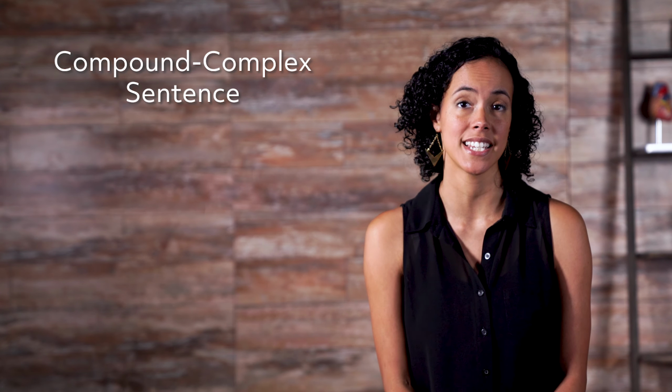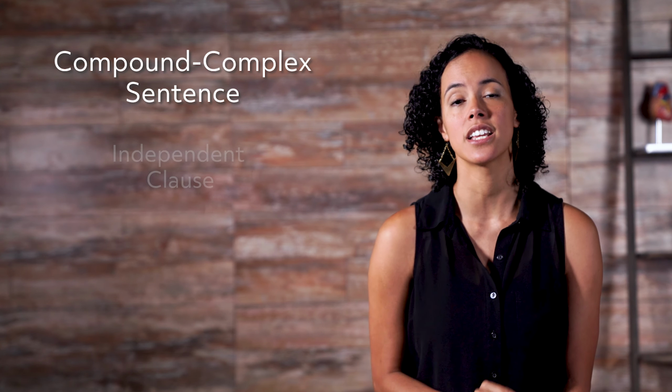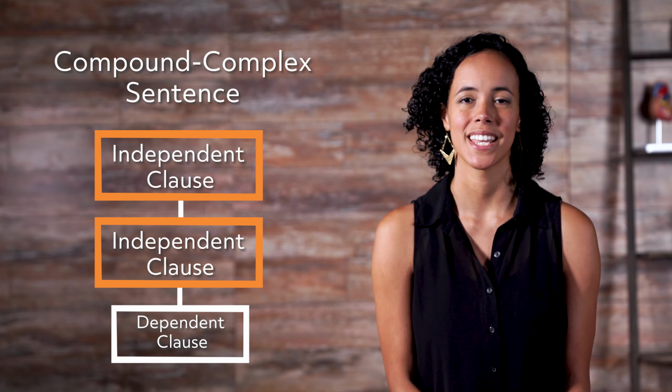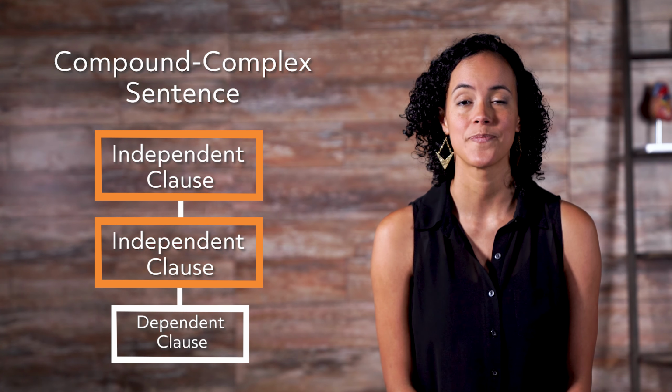The last type of sentence is a compound complex sentence. This type of sentence contains two independent clauses as well as a dependent clause. An example would look something like this.